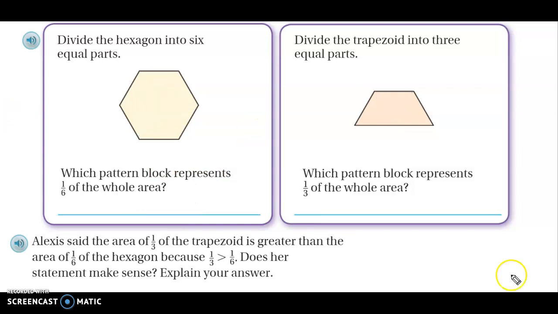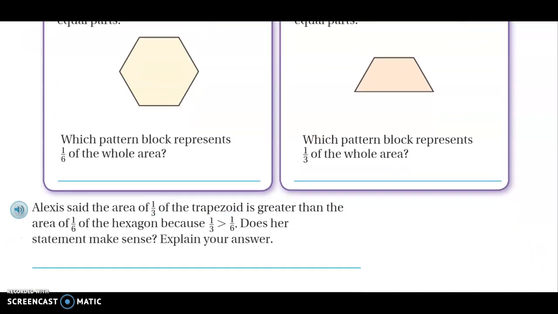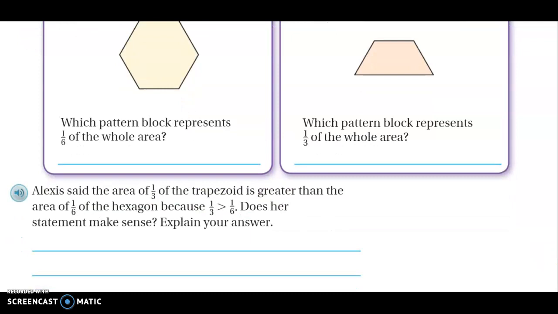All right, and then this is what Alexis said. All right, not Alexis Becerra, it's spelled differently. Alexis said that the area of 1/3 of the trapezoid is greater than the area of 1/6 of the hexagon because 1/3 is greater than 1/6. Does her statement make sense?